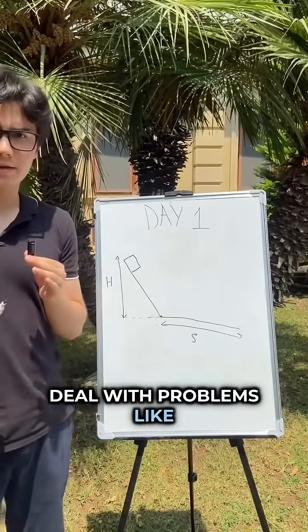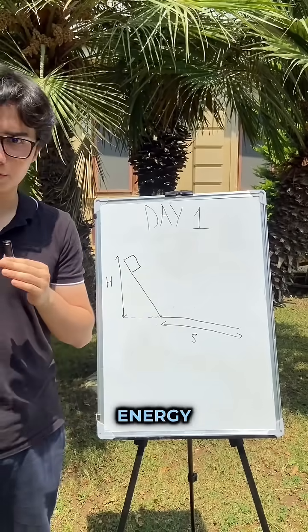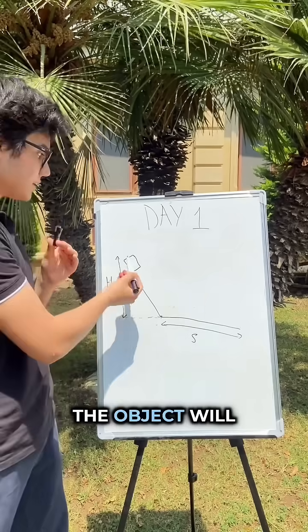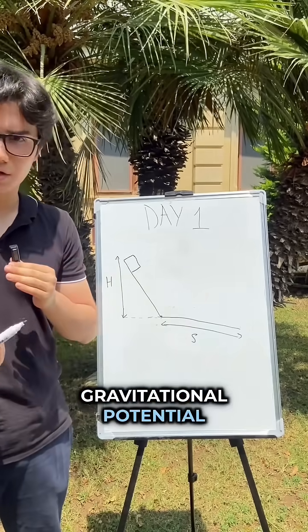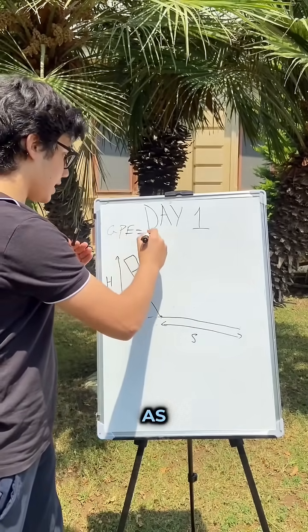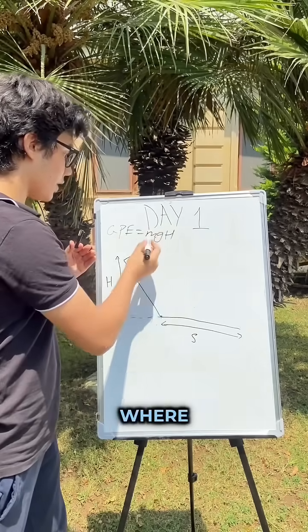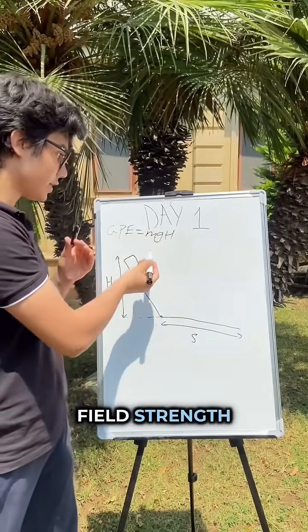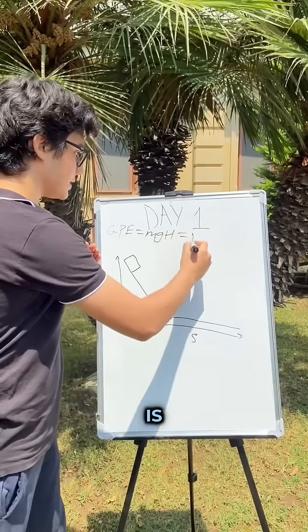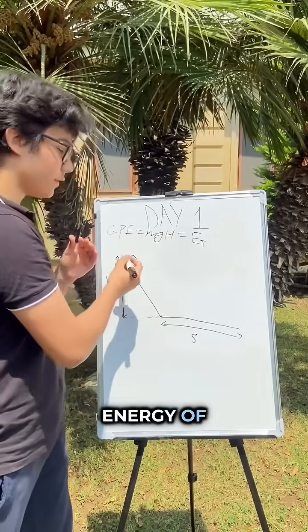So to deal with problems like these, I'd like to use the conservation of energy principle. Since the object is at rest and at its maximum height, the object will only possess gravitational potential energy. Gravitational potential energy is denoted as mgh, where m is the mass, g is the gravitational field strength, and h is the height of where the object lies. And right now, this is the total energy of the object.